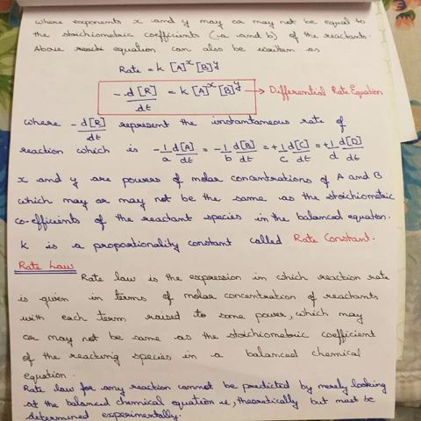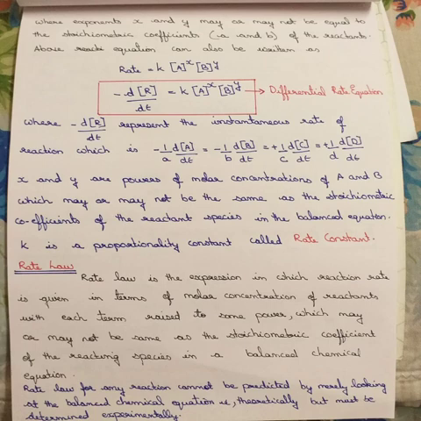That means the rate law for any reaction cannot be predicted by merely looking at the balanced chemical equation. It is not a theoretical value, it is an experimental value. That means x and y are just not calculated values. They are only found out during an experiment. It is an experimental quantity.